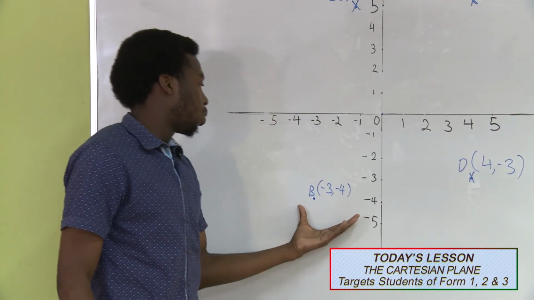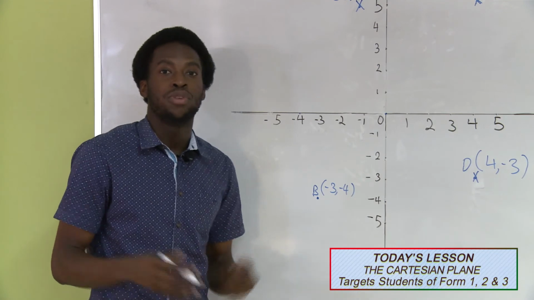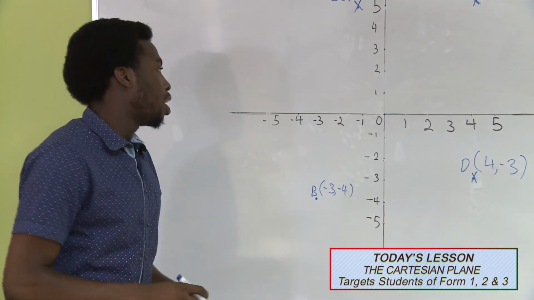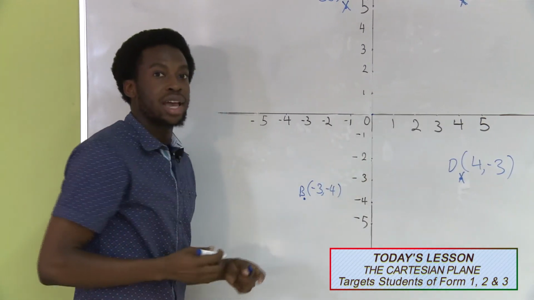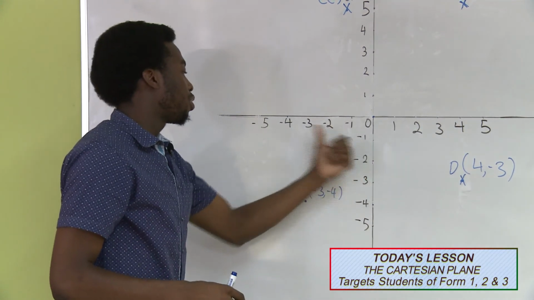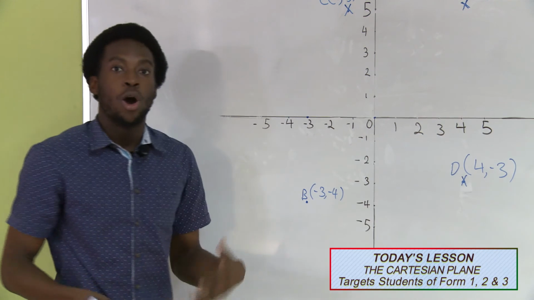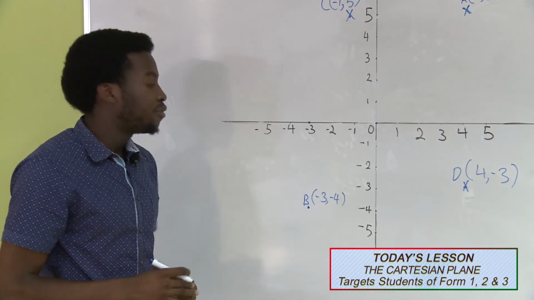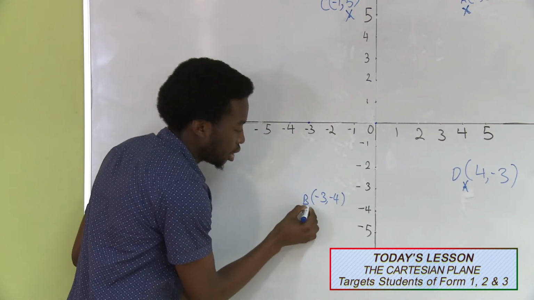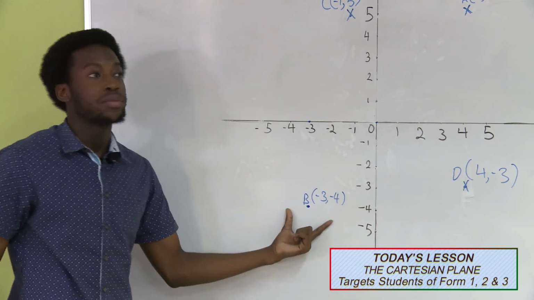Now, when we look at coordinate B, we have a negative value for both our x and our y. That means from our origin on our x-axis, we will be moving 3 units to the left. And then on our y-axis, we would be moving 4 units downwards, giving us our point B.